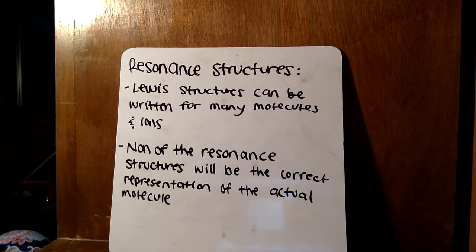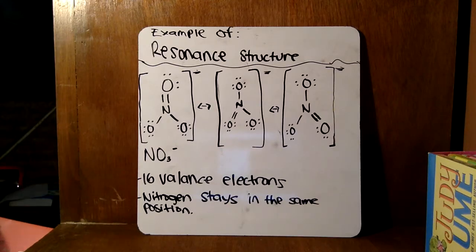Resonance structures are multiple Lewis structures that describe a single molecule. Lewis structures can be written for many molecules and ions. None of the resonance structures will be the correct representation of the actual molecule. NO3 would be an example of a resonance structure. It has 16 valence electrons. Nitrogen, which is the nuclei, stays in the same position. These characteristics make it a resonance structure.